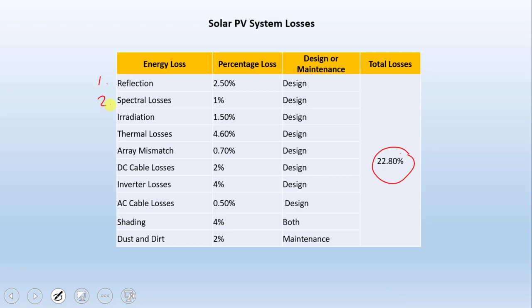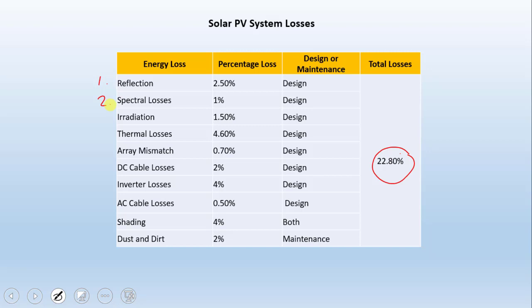Number two, here we have spectral losses. Spectral losses account for those in which the spectrum of the sun irradiation received is not ideal or doesn't correspond to that 1000 watt per meter square for which it has been calculated. In other words, the spectrum can change its characteristics in such a way that the total amount of inherent energy is not the same as 1000 watt per meter square. So the spectral losses may also be significant, but normally they can be taken as low as possible, like 1% or 2%.